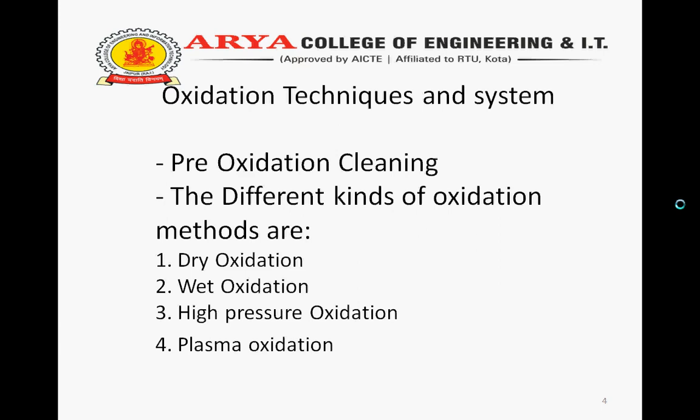Fourth is plasma oxidation. The plasma oxidation process involves the possibility of growing high quality oxide at temperatures even lower than those achieved with high pressure techniques. Anodic plasma oxidation can grow reasonably thick oxide of the order of 1 micrometer at low temperature, less than 600 degrees centigrade, at growth rates up to 1 micrometer per hour.